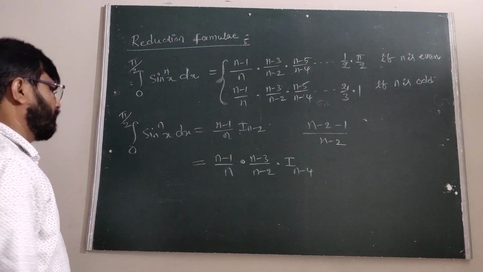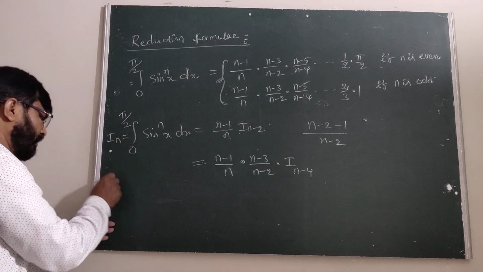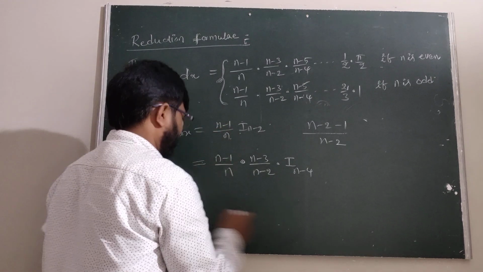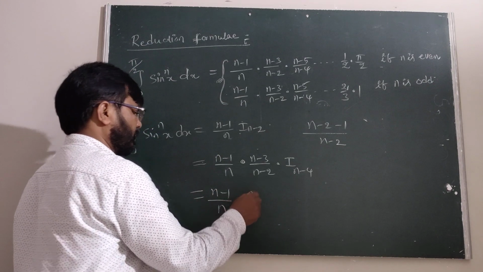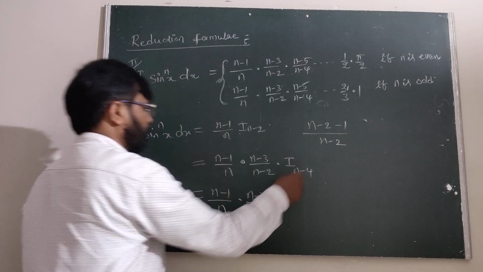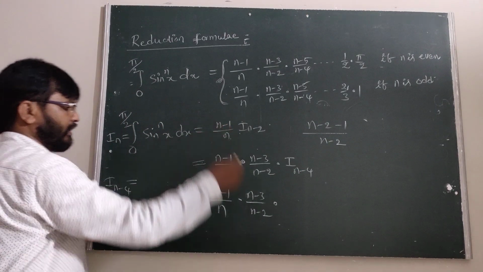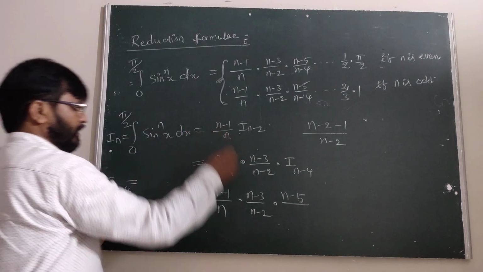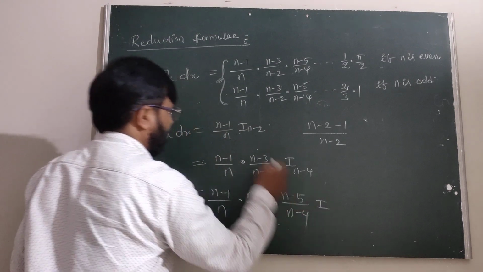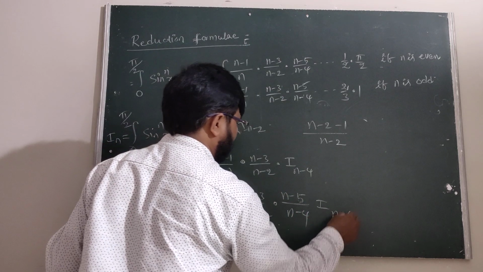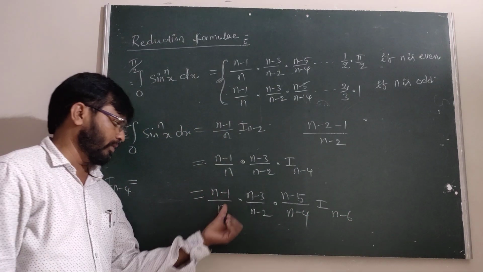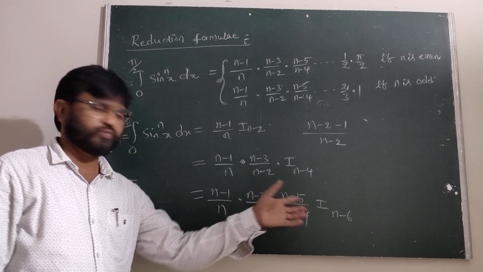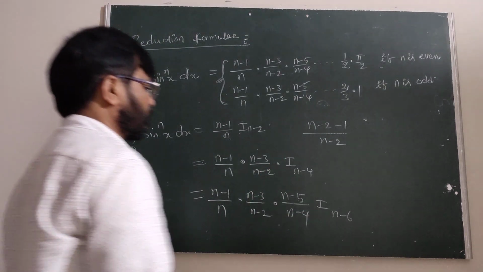How to find I n minus 4? Replacing n by n minus 4, it becomes n minus 5 by n minus 4 into I n minus 6. Is it clear? So I n equals n minus 1 by n, into n minus 3 by n minus 2, into n minus 5 by n minus 4, and so on.